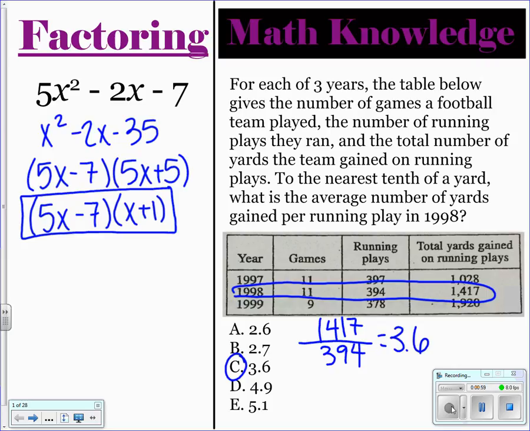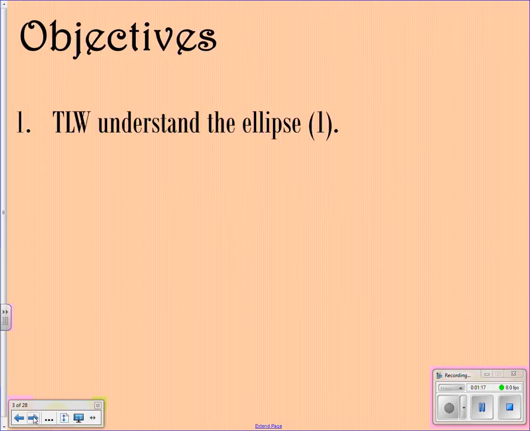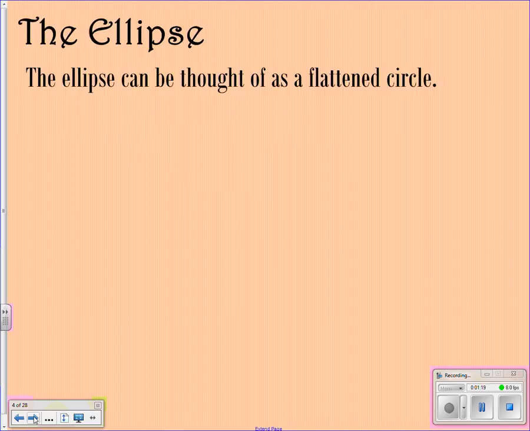Okay, so we are looking at lesson 71 today, dealing with the ellipse. And we are also going to go ahead and jump to lesson 89 after this, because it focuses on the ellipse as well. So we're going to look at 2 lessons, lesson 71 and also lesson 89. Hopefully you'll understand the ellipse after this lesson though.